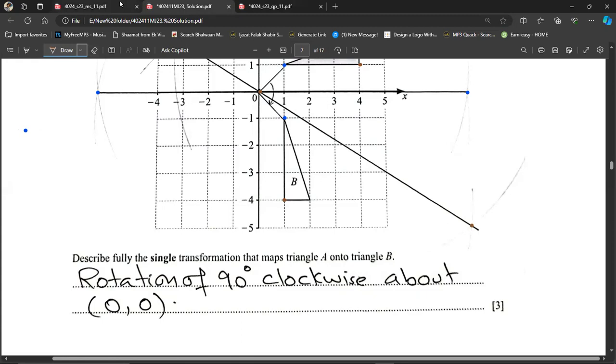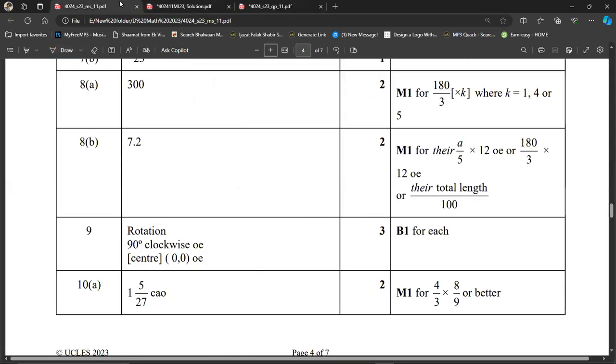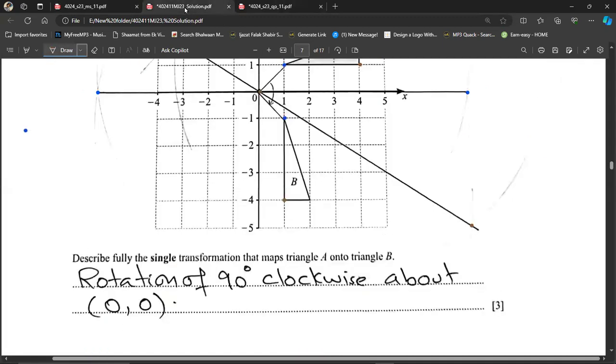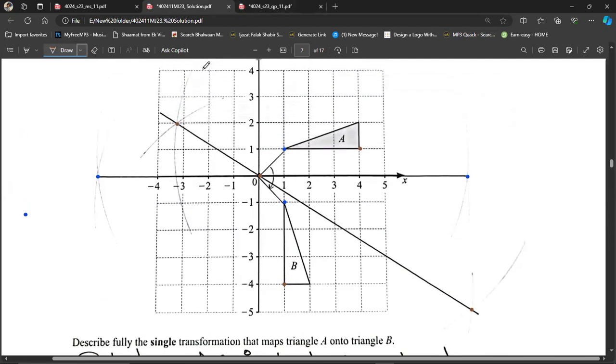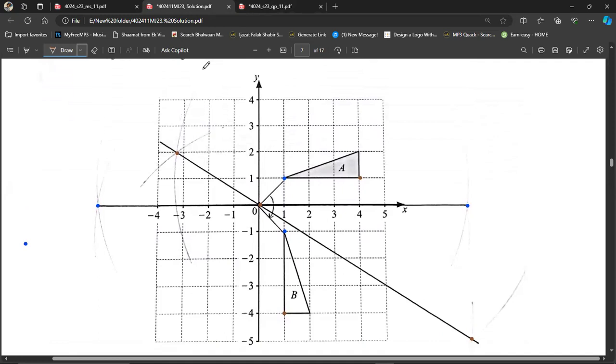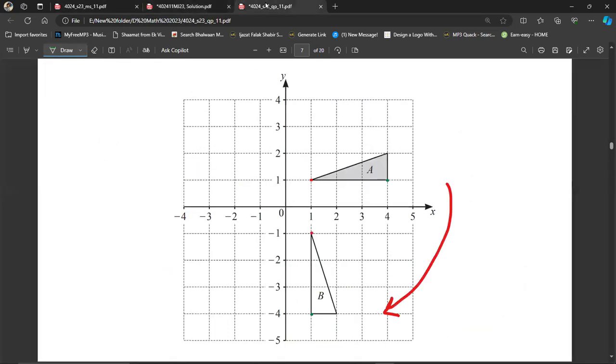So it's a 3 marks question. I hope you understand. It's a rotation 90-degree clockwise. Center of rotation is 0, 0. So hopefully you understand that we have joined the corresponding points in the object and the image, and the line joining those points. We have drawn the perpendicular bisectors of those lines, and where those perpendicular bisectors intersect each other, that is the center of rotation. Okay, so we are going to the next part.